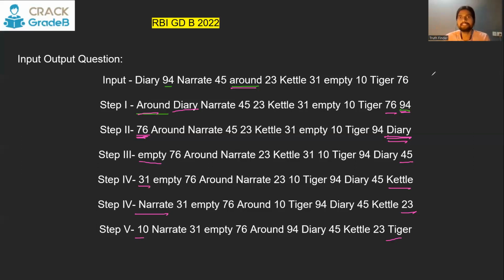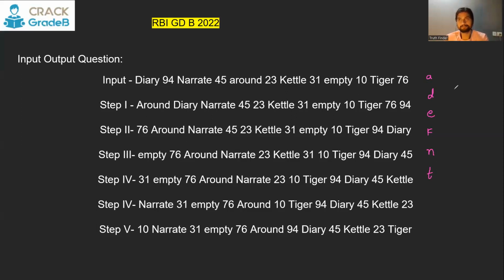So what I'm doing here is I'm just writing first of all these words in the dictionary order. So first comes the around. I'm just using the letter A for it, around. Then the second is D. Third is empty, means E. So around, diary, empty. Then comes the kettle. Then comes the narrate. And lastly comes the tiger. So this is how you can arrange them in the dictionary order.